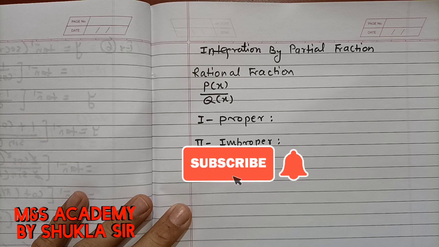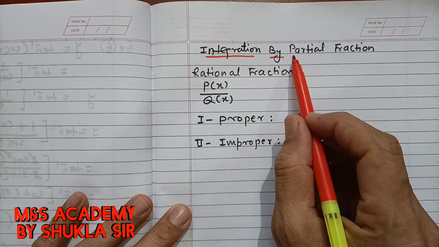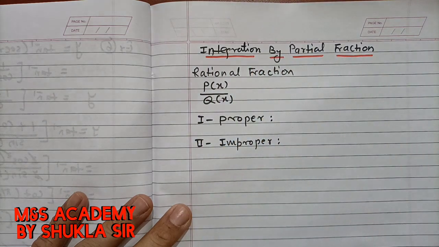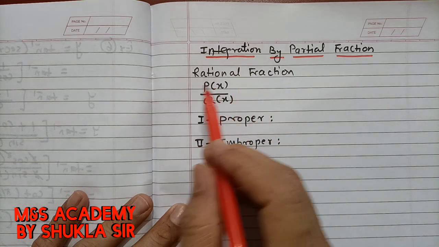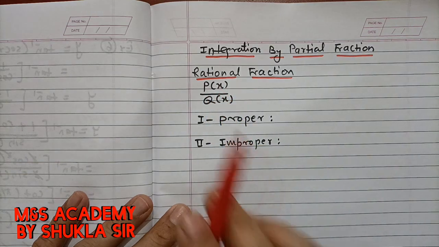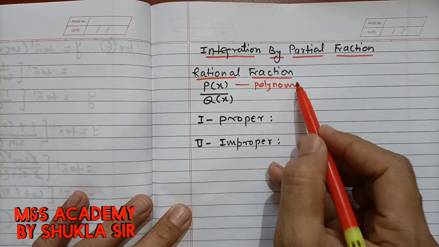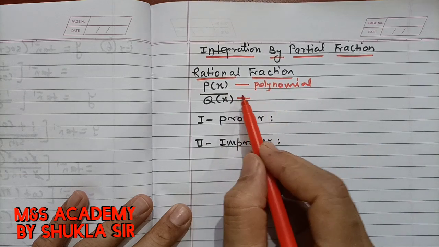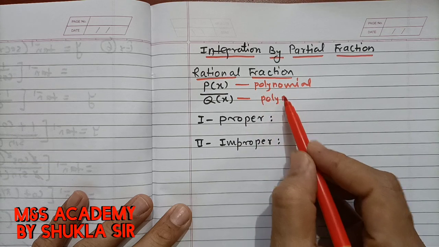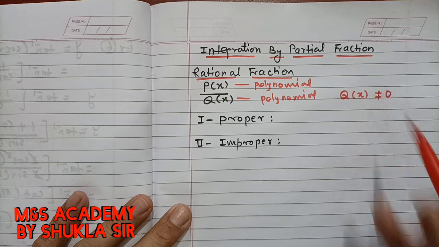Hello student, in this video we'll see how to find integration by partial fraction. Before finding the integration, we'll see what is partial fraction. So we know that a rational function is p of x by q of x, where p of x is a polynomial and q of x is also a polynomial. Obviously, q of x is not equal to 0.